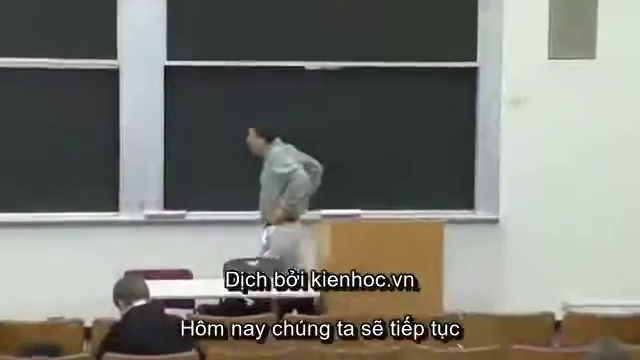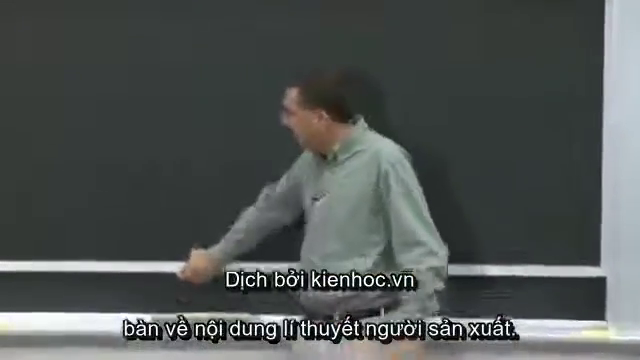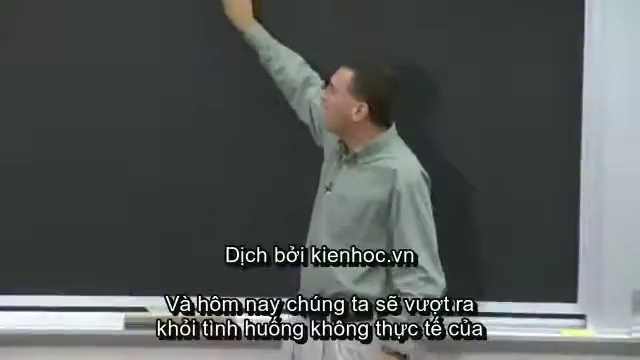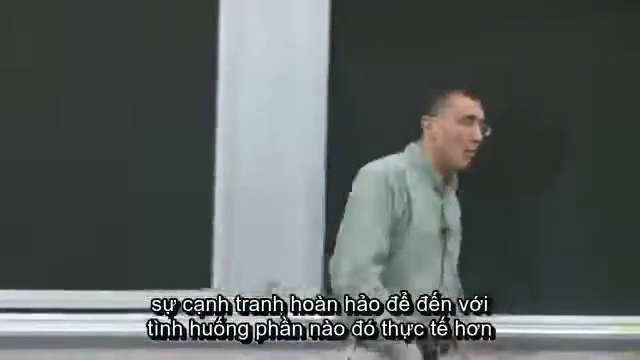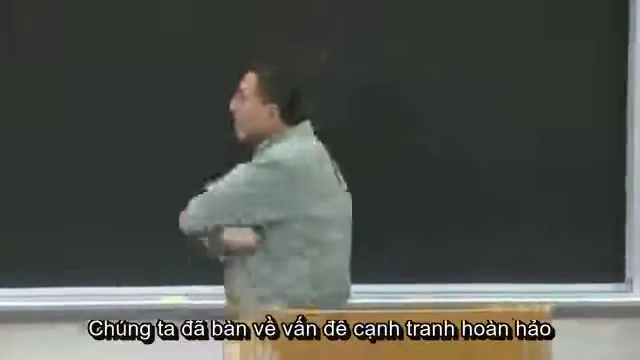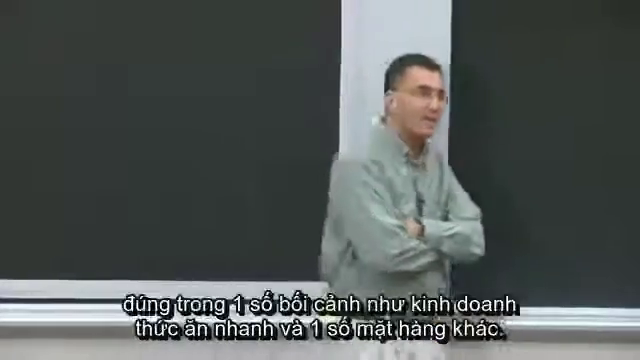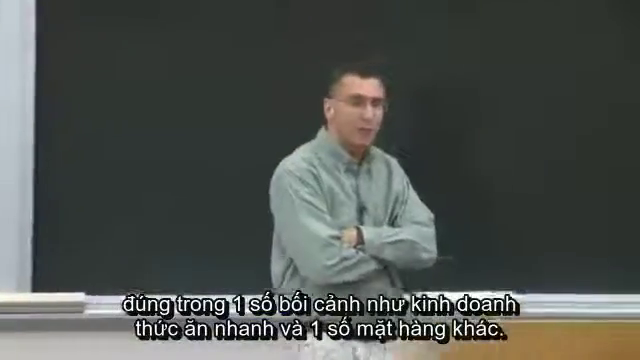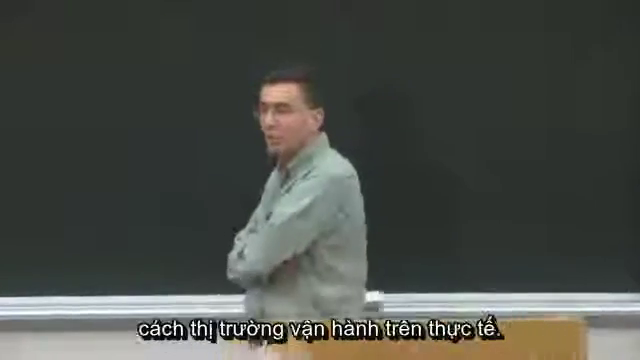All right, so today we are going to continue with our discussion of producer theory. And today we're going to move beyond the unrealistic case of perfect competition to the somewhat more realistic case of monopoly. Now, we've been discussing perfect competition thus far as a form of market organization, and that makes sense in some contexts like fast food and other things. But in most contexts, we think perfect competition is not the way the world works.